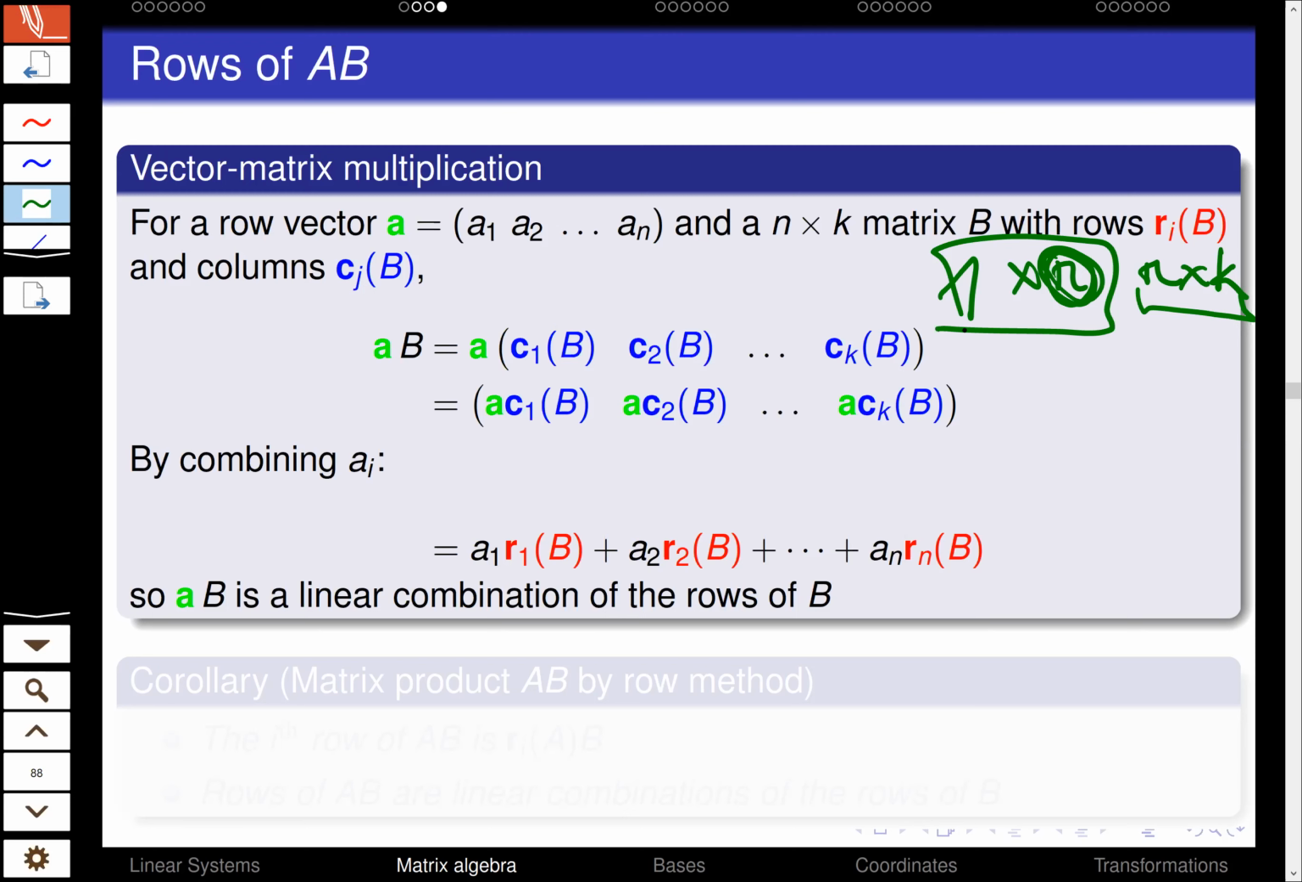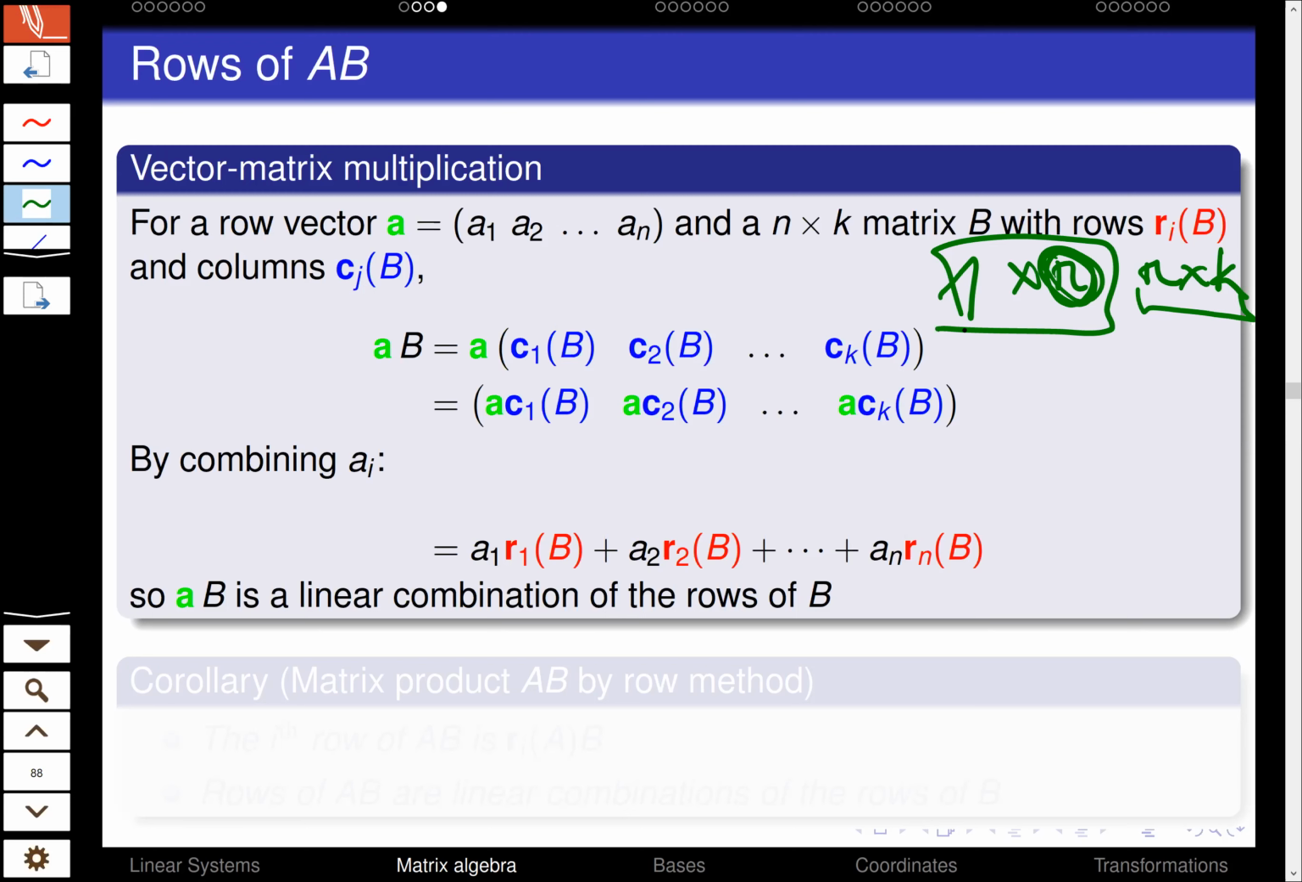Similarly, as we did with these column tricks in the previous setting, we can rearrange the entries here and interpret this product as a linear combination of rows. So look, a vector times the matrix B is just a certain linear combination of rows of B. And the coefficients in these linear combinations are precisely the entries of A. So A times B is just a linear combination: A1 times the first row plus A2 times the second row and so on. And this is just the situation which we can obtain from the previous by transposing.